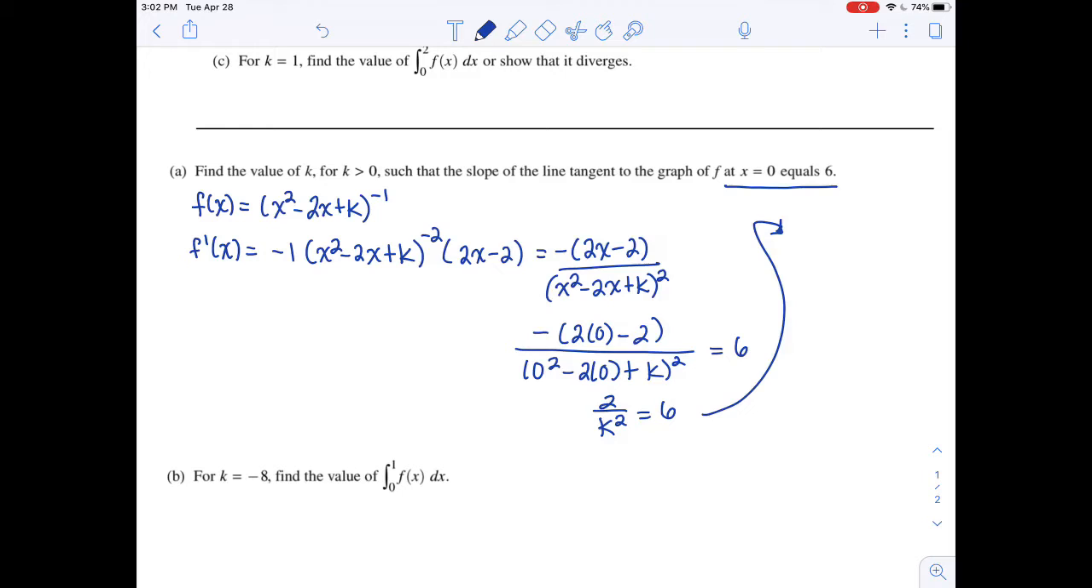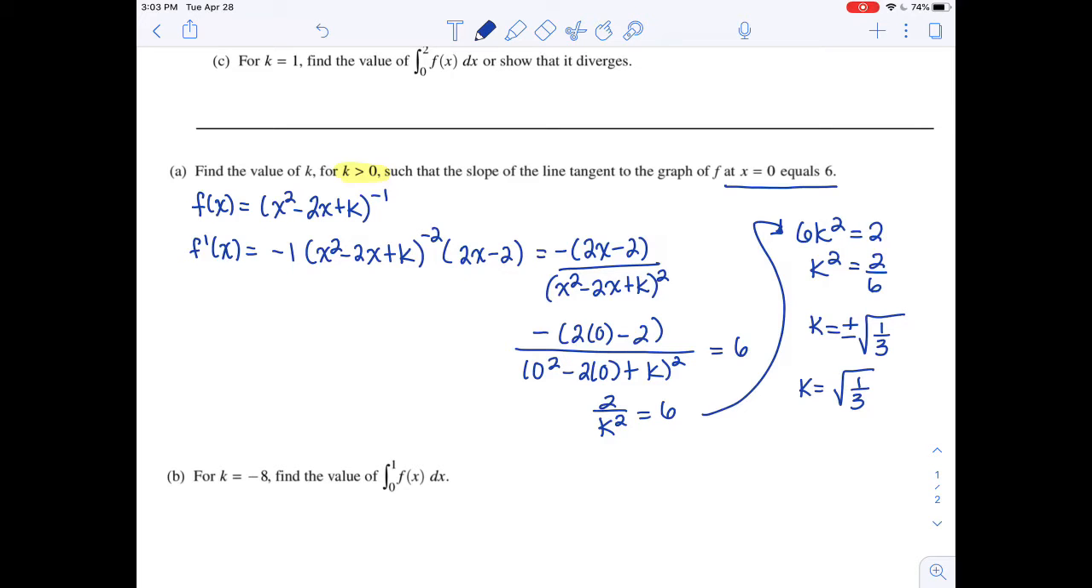As I cross multiply, this is going to lead me to having 6k squared equals 2, or k squared equals 2 over 6. You can reduce it or you can leave it as 2 over 6. And eventually you'll find out that k equals plus or minus the square root of 2/6 or 1/3. Obviously, you're talking about where k is specifically greater than 0, so you're not going to include that negative. So you get k equals positive square root of 1 over 3, which could also be 1 over radical 3.